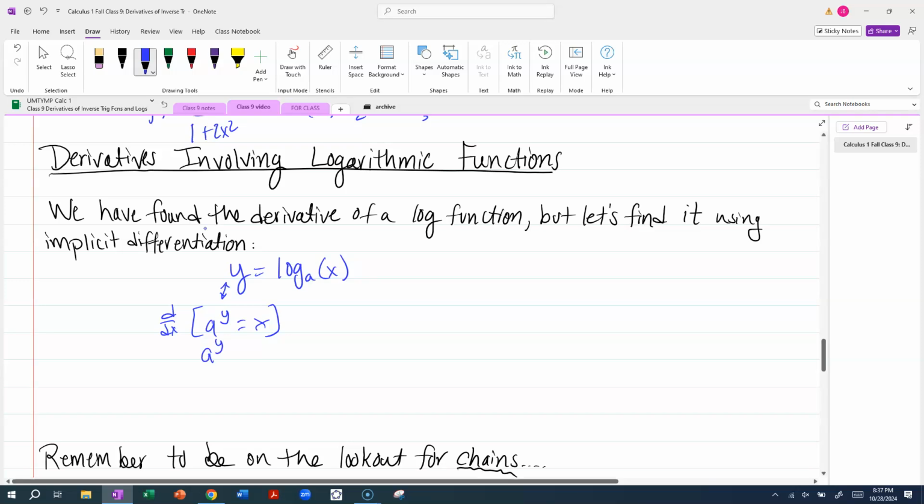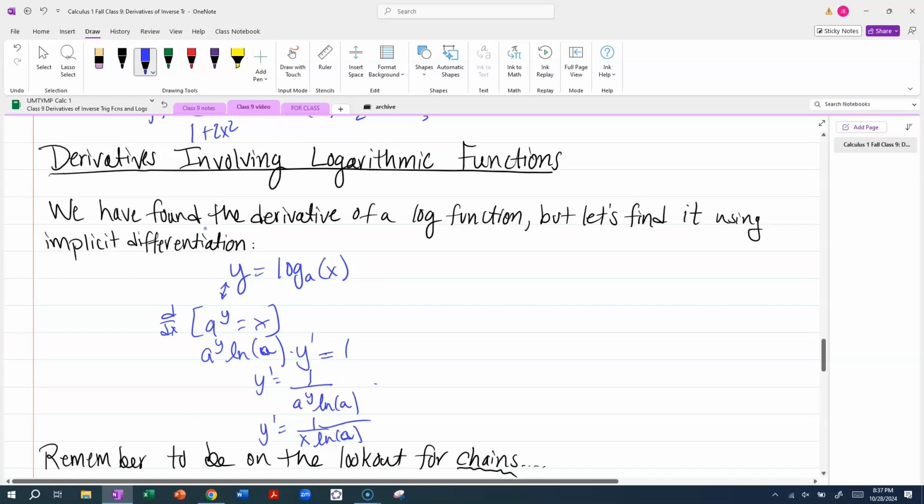So a to the y ln a times y prime is equal to 1. I forgot y prime. There we go. And then y prime is equal to 1 over a to the y ln a. But then we just see that a to the y is just x. And so then I get my derivative.